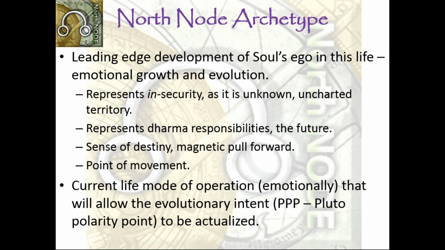It is the current life mode of operation on emotional or egoic levels that allows the evolutionary intent of the soul to be actualized. By evolutionary intent, we mean the Pluto polarity point, that opposite point of where Pluto is by sign and house. Now, of course, there are always exceptions to this. If Pluto's conjunct the North Node, there's no Pluto polarity point. You can refer to other classes if you are a beginner and need to find more information about that.